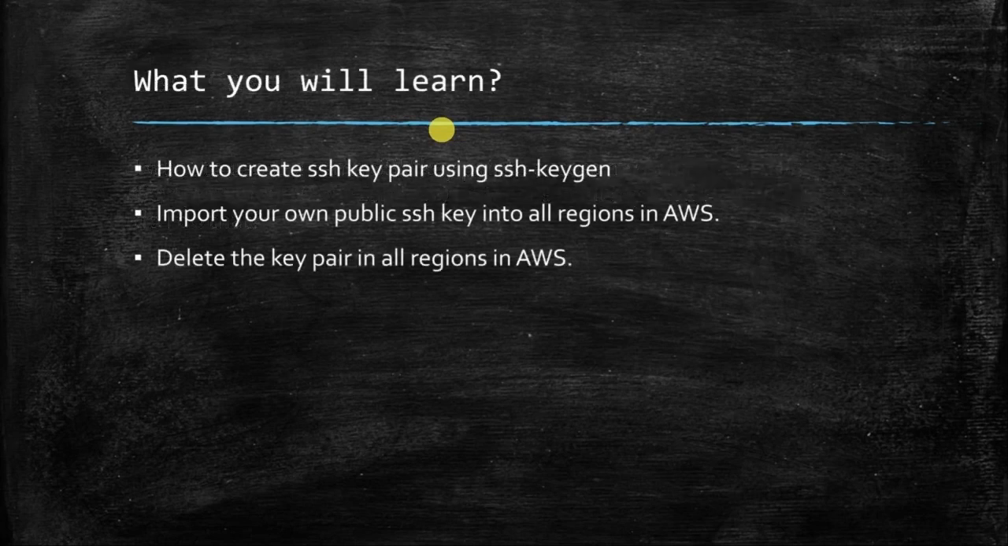In a simple way, I will create a custom SSH key pair from my Linux machine and upload that key pair to all my AWS regions in an automated way. Once we are done with the practice, I will show you how to delete that key pair in all the AWS regions in an automated way. Let's see in the practice.